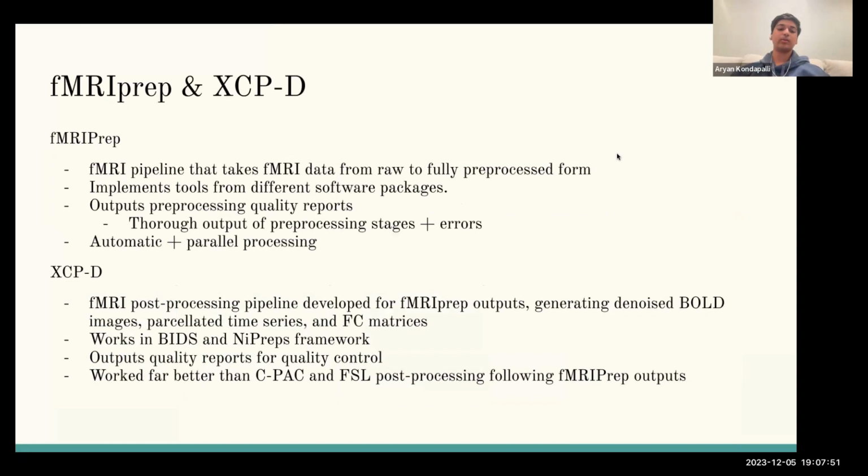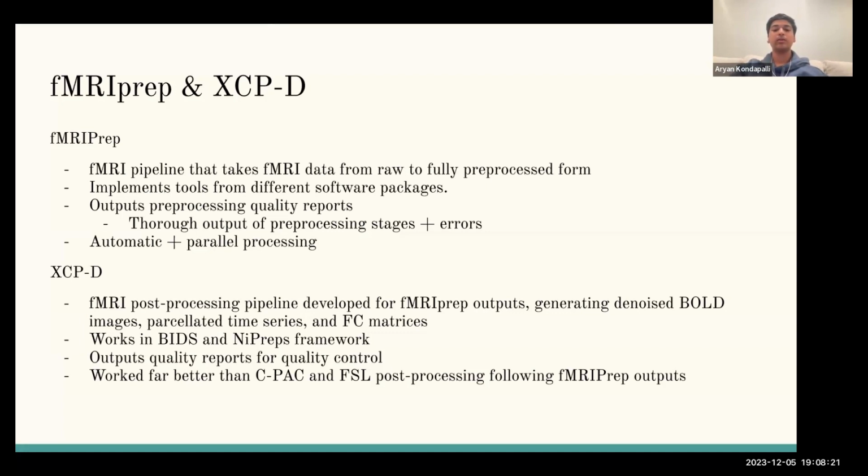So fMRIprep is an fMRI pipeline that takes raw fMRI data and turns that into a preprocessed form of it. fMRIprep implements tools from all different software packages such as FSL, ANTs, FreeSurfer, and AFNI. It outputs preprocessed quality reports so we can identify the outliers and remove them. It automates and parallelizes processing steps. So basically that means that it just helps it run faster.